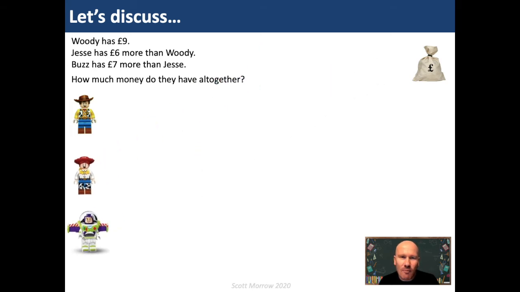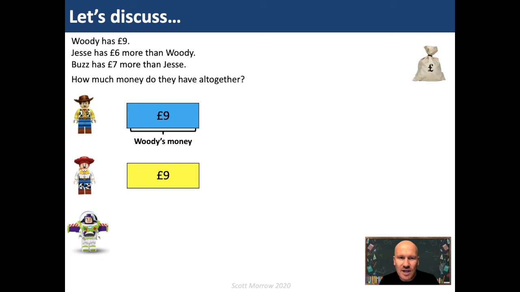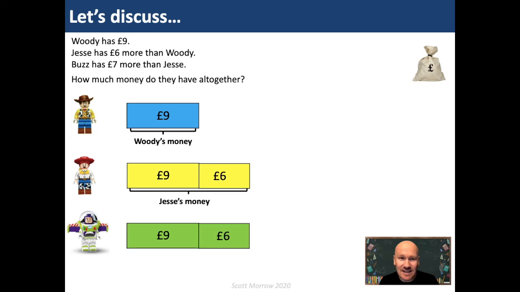I'm going to start by drawing a bar to represent Woody's £9. Now Jessie has £6 more than Woody, so let's draw that same £9, but this time we need to add an extra part for that £6. Buzz has £7 more than Jessie, so we can start by drawing exactly the same as Jessie, but we need to draw an extra part for that extra £7.